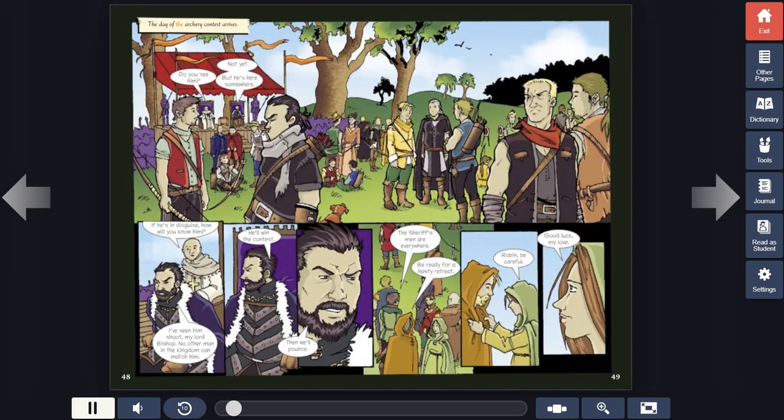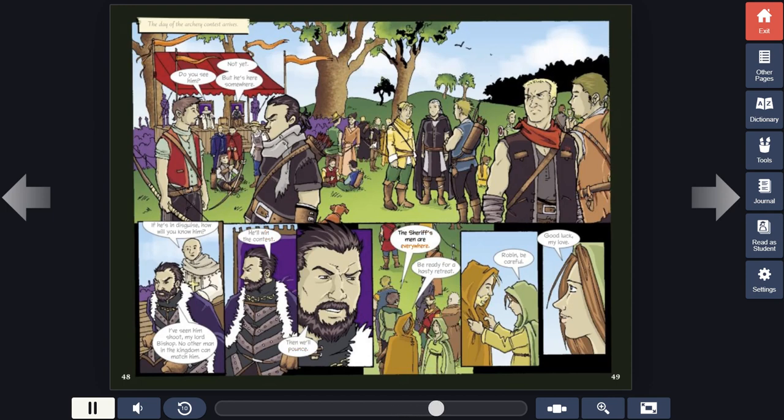The day of the archery contest arrives. Do you see him? Not yet, but he's here somewhere. If he's in disguise, how will you know him? I've seen him shoot, my Lord Bishop. No other man in the kingdom can match him. He'll win the contest, then we'll pounce.